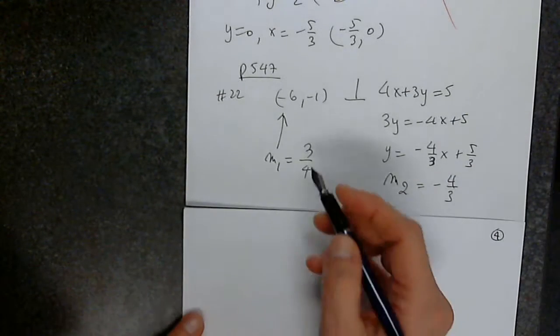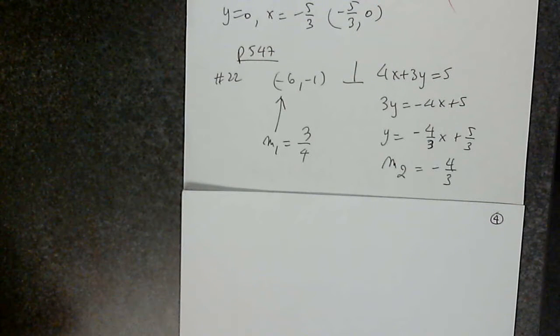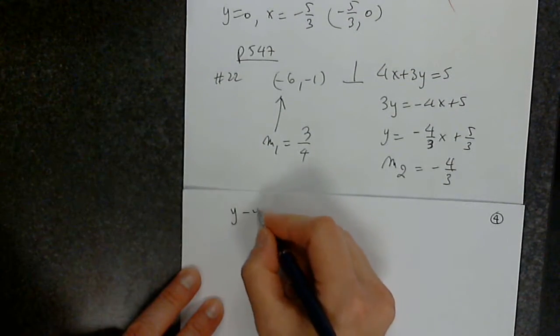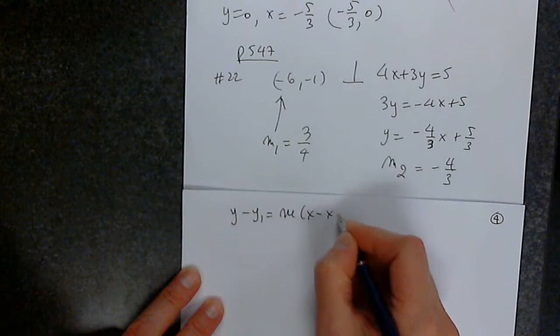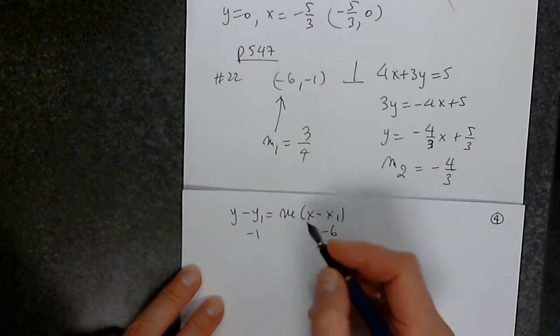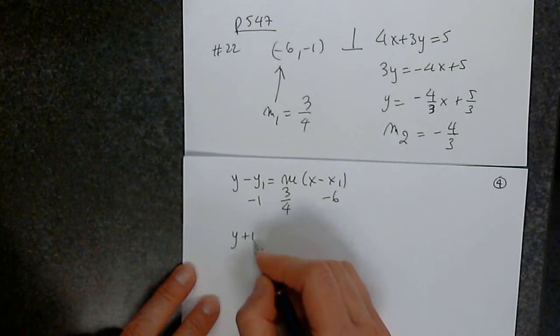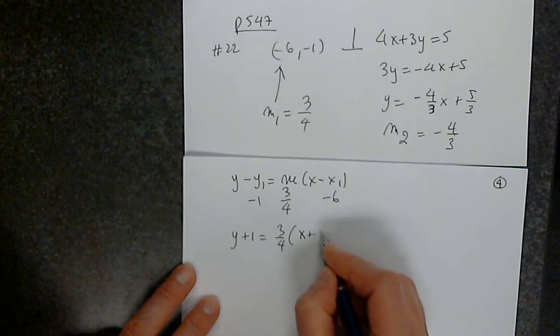Good. So now I have the slope and a point. Which equation will I use to find it? Which of the two options? I have two options. Either y equals mx plus b or y minus y1 equals the slope times x minus x1. Y minus y1. Correct, because I don't have 0, comma, a number. Excellent. So y minus y1 equals the slope times x minus x1, where x1 is -6, y1 is -1, and the slope is 3/4. So then y plus 1 equals 3/4, x plus 6.